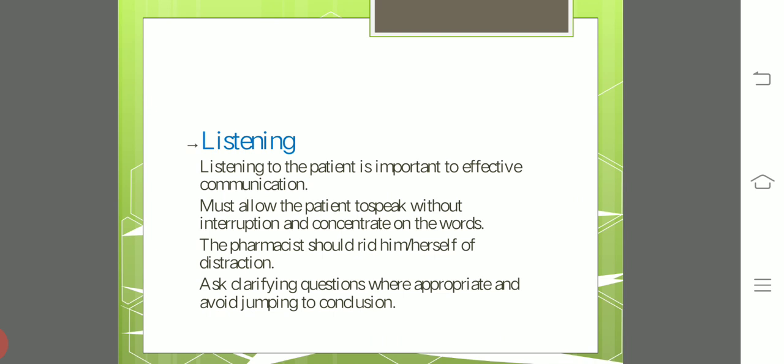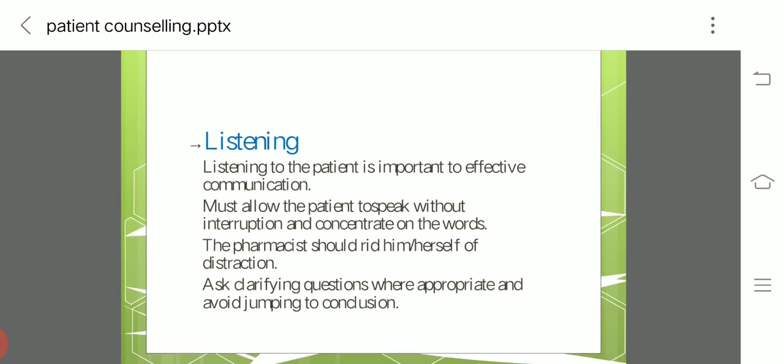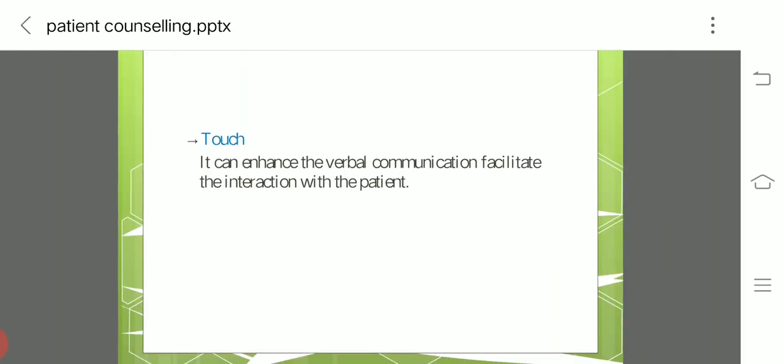Listening. A pharmacist should be a good listener. This is the same point we already talked about in verbal skills. The pharmacist should rid himself or herself of distraction, ask clarifying questions where appropriate, and avoid jumping to conclusions. He must allow the patient to speak without interruption and concentrate on the patient's words. Listening to the patient is important for effective communication. Last one is touch. It can enhance verbal communication and facilitate the interaction with the patient.